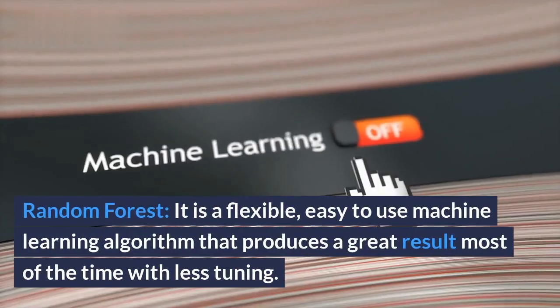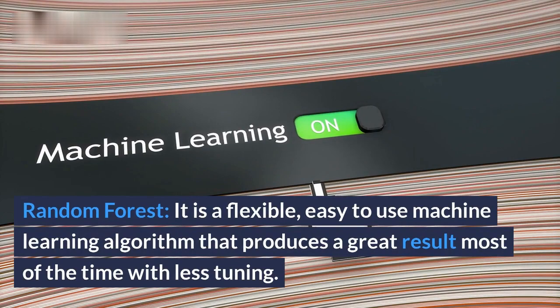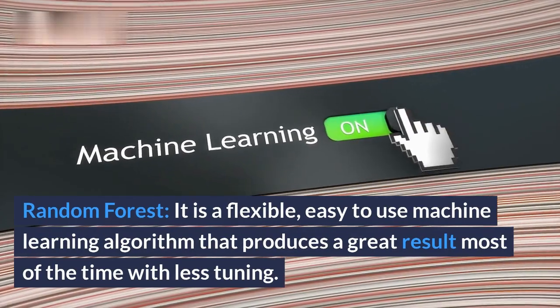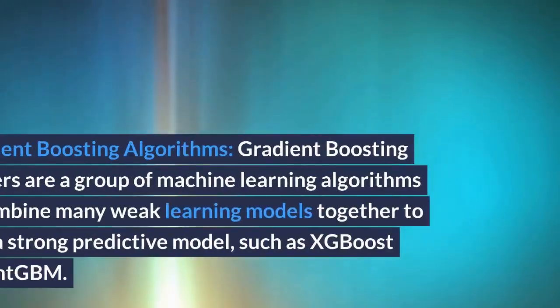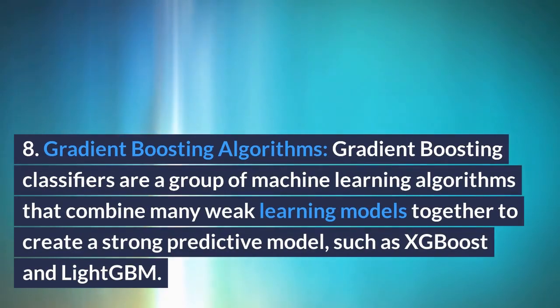7. Random forest. It is a flexible, easy-to-use machine learning algorithm that produces a great result most of the time with less tuning. It is an ensemble of decision trees. 8. Gradient boosting algorithms. Gradient boosting classifiers are a group of machine learning algorithms that combine many weak learning models together to create a strong predictive model, such as XGBoost and LightGBM.